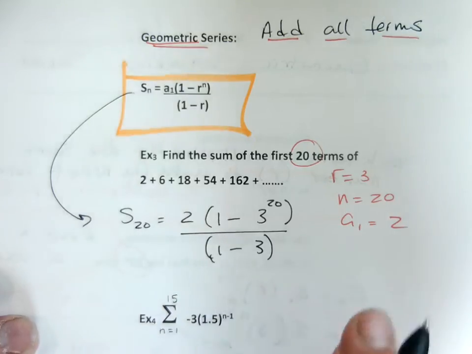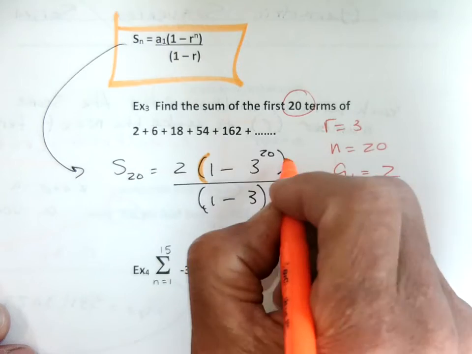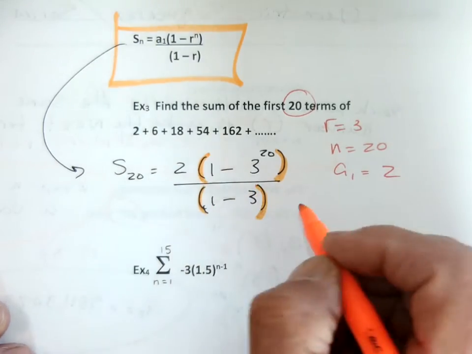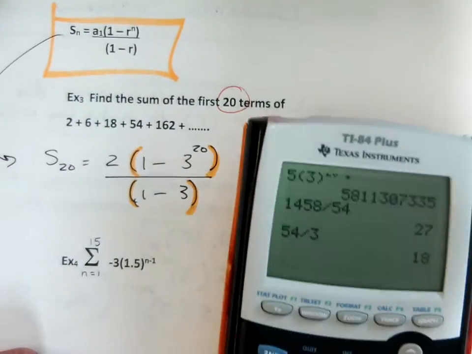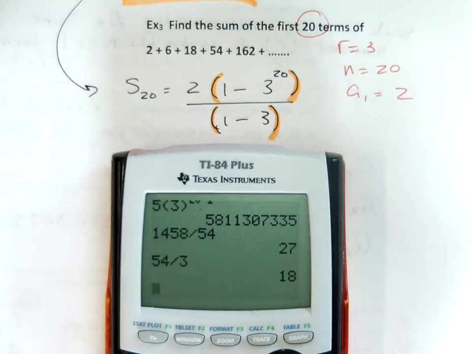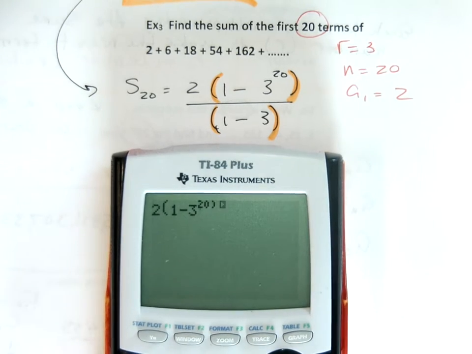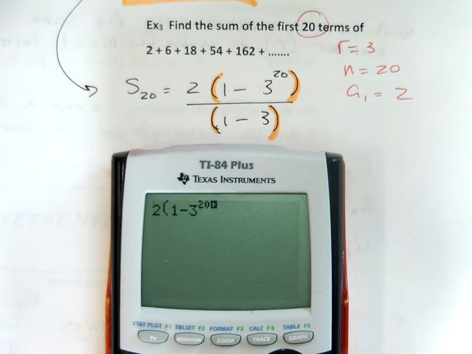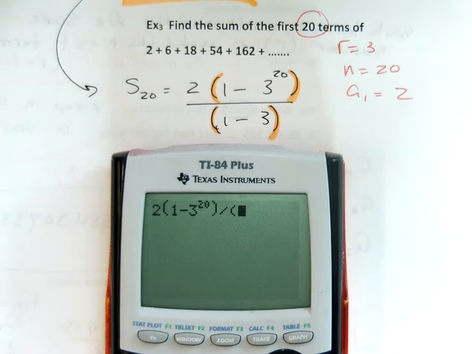Okay? All right, I have to be careful when I put it in my calculator. It's really important I remember my parentheses, okay? You have to have your parentheses, otherwise you're going to mess it up, okay? So in my calculator, let's see if I can put this in correctly. So clear. I'll go 2, parentheses. I have to have the parentheses. 1 subtract 3 to the power of 20. Parentheses, right? Oop, no, my parentheses there. Delete. Parentheses. Divided by parentheses 1 subtract 3, or negative 2. Okay, let's see what I get.